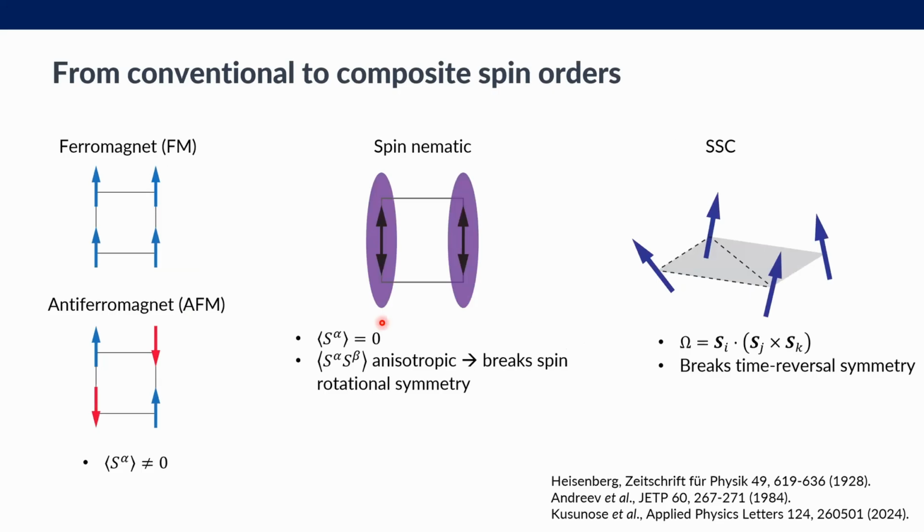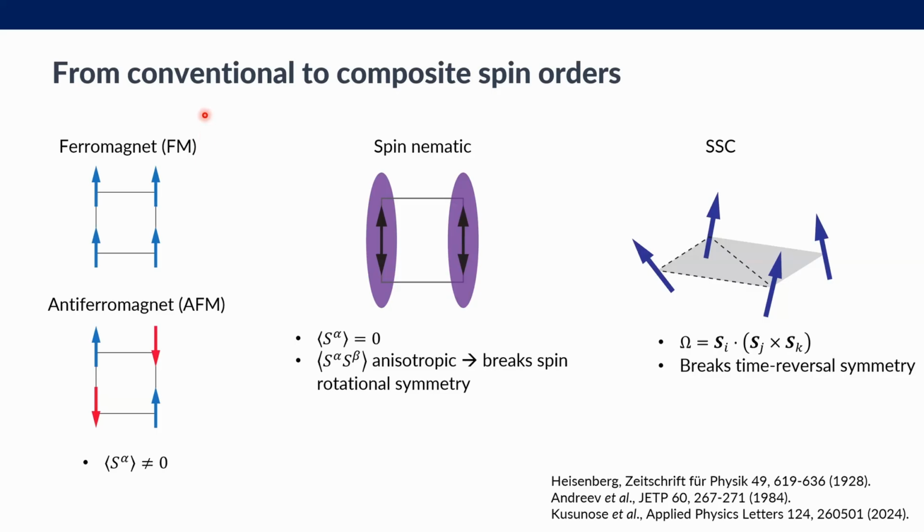And to understand what kind of spin texture can generate the anomalous Hall effect, let's talk about the spin orders. In a conventional case, we can use a single spin order parameter to describe the system. For example, in ferromagnets, all the spins align in the same direction, while in antiferromagnets, the spins alternate. So here, both cases break the spin rotational symmetry. And in the ferromagnetic case, it can generate an anomalous Hall effect.